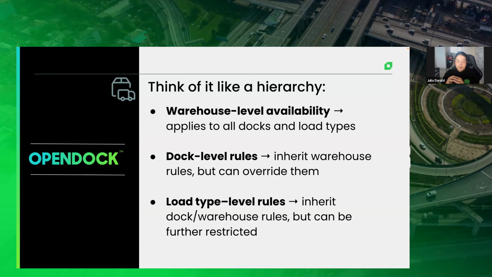So when a carrier books an appointment, what Opendock is going to do is look across the combination of these three layers: warehouse operating hours, dock operating hours, and the specific load type availability from the load type that the carrier user selected for the appointment. So only the slots that are available across all three are the ones that are going to be shown to the carrier as available slots for them to schedule to. So with this, what we want to do is make sure that the carrier is never seeing an invalid option. They only get what truly works for your operation.